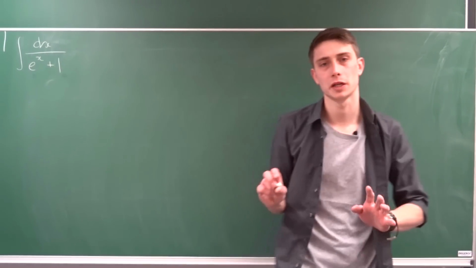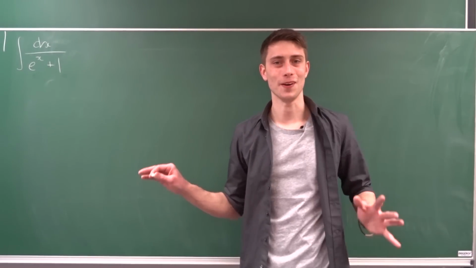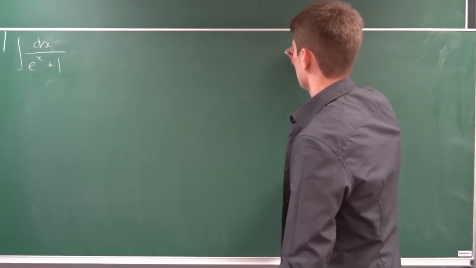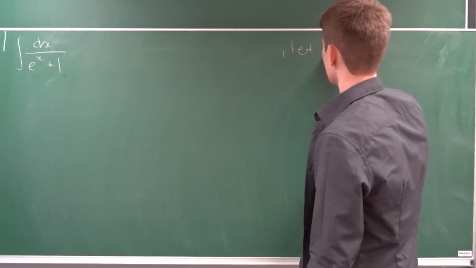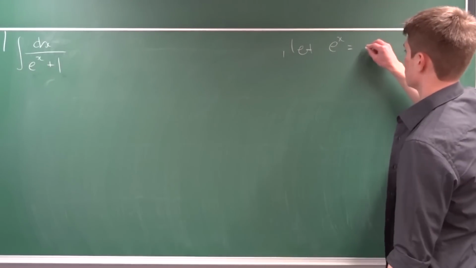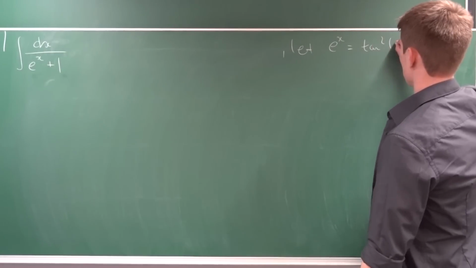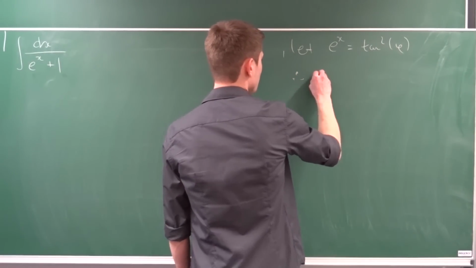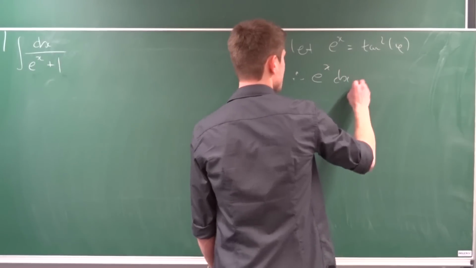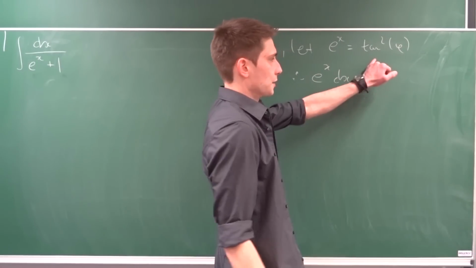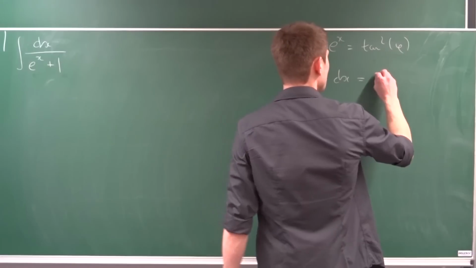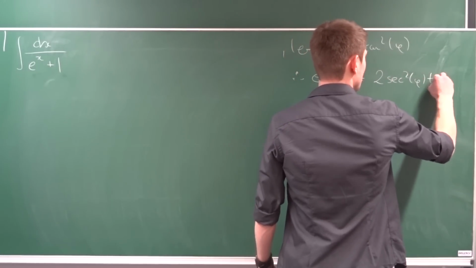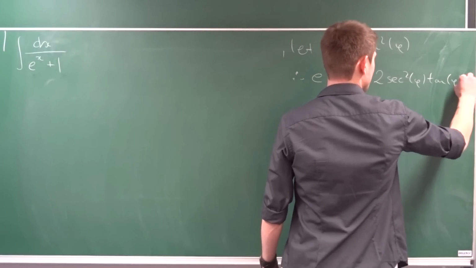Alright, next one. So for the next one, we are going to get a little bit more creative. We are going to use a little bit more trigonometry on this one. So let's at first introduce a new substitution. So let e to the x equal to tangent squared of phi. So when we differentiate that, what would we end up with? So that's e to the x dx equals 2 times secant squared of phi tangent of phi d phi.